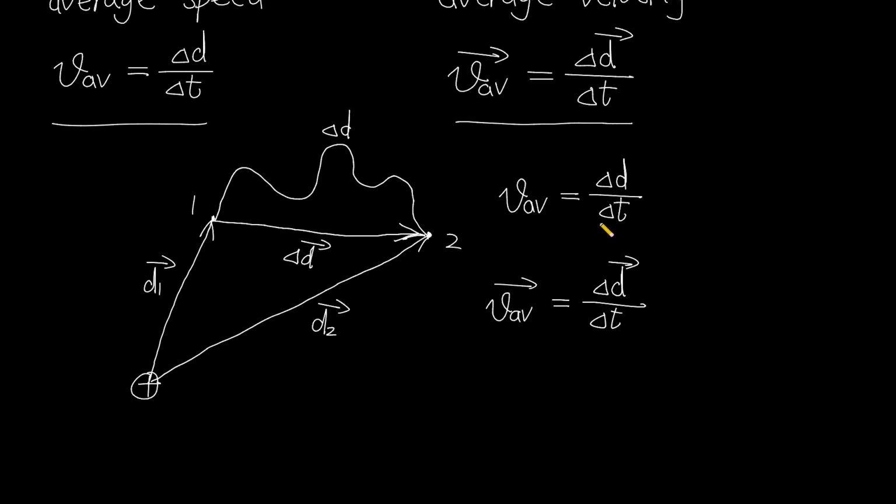Here, delta t, the time, is the same, but the distance and the displacement are different. Not only does the distance not have a direction, but also the magnitude of the distance is different from the magnitude of the displacement.